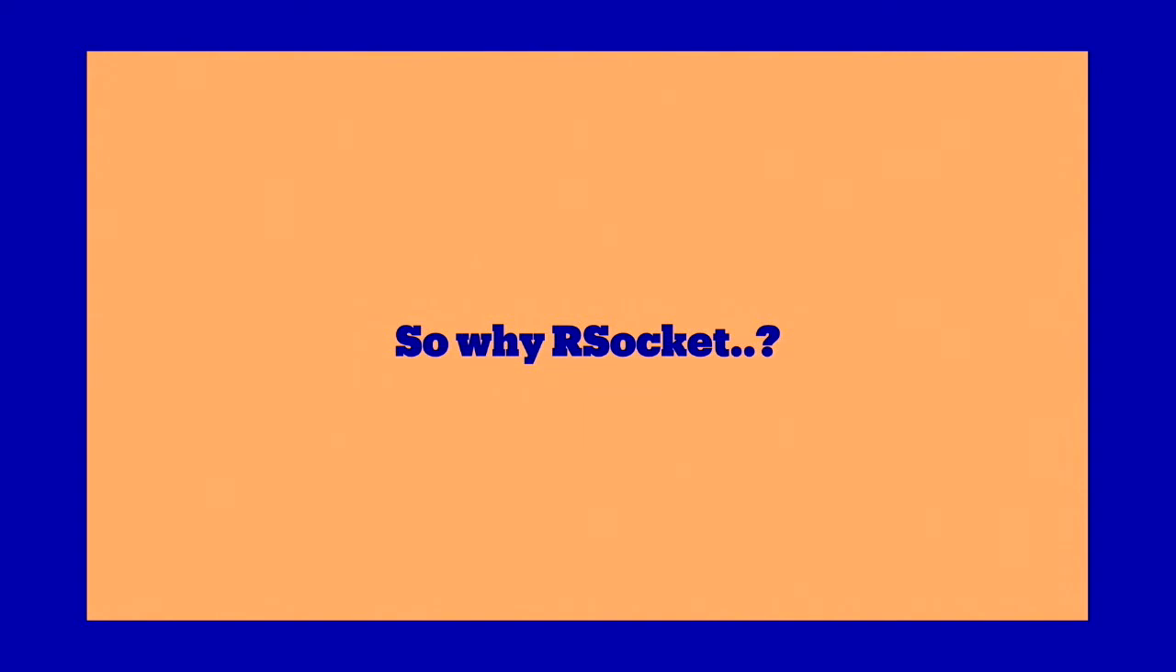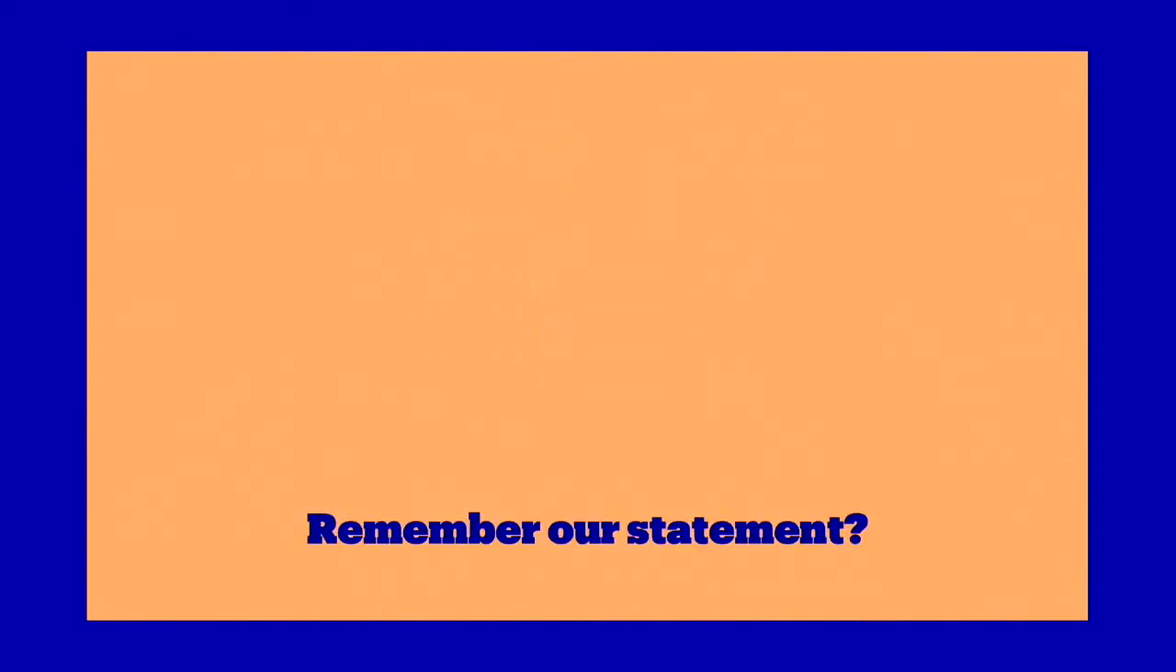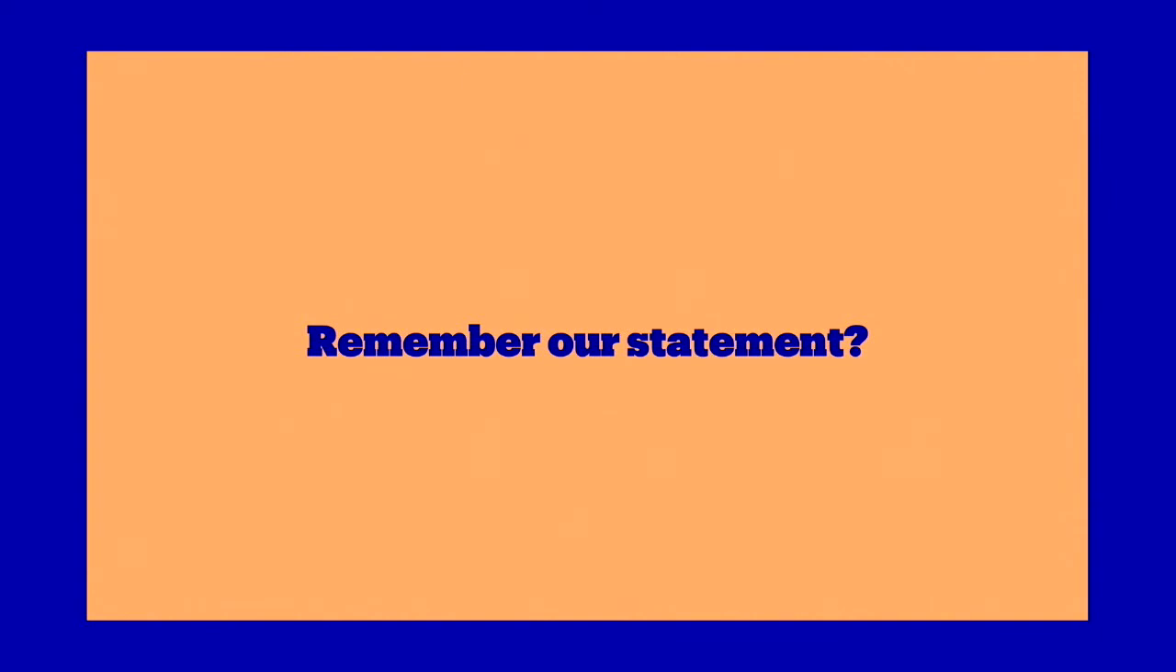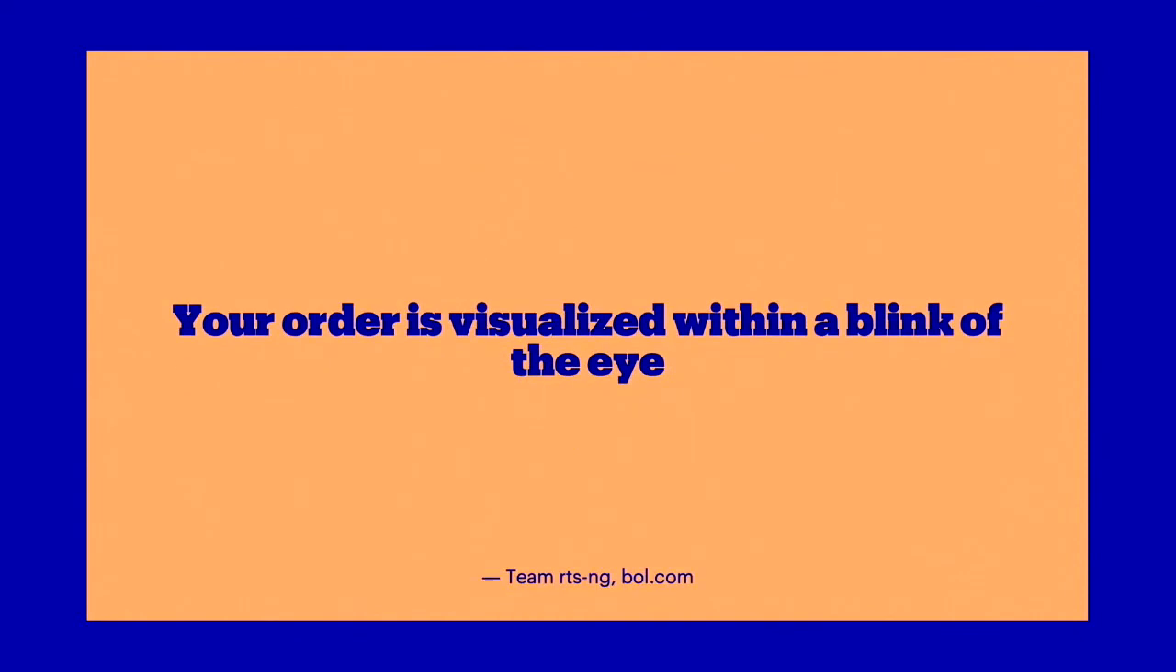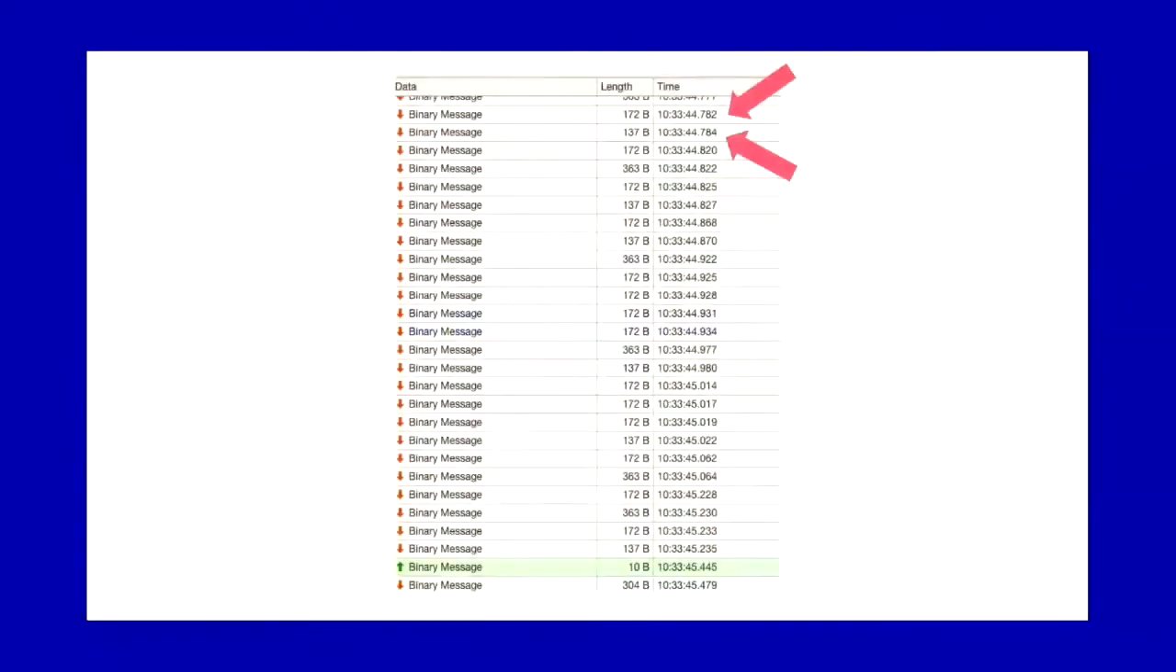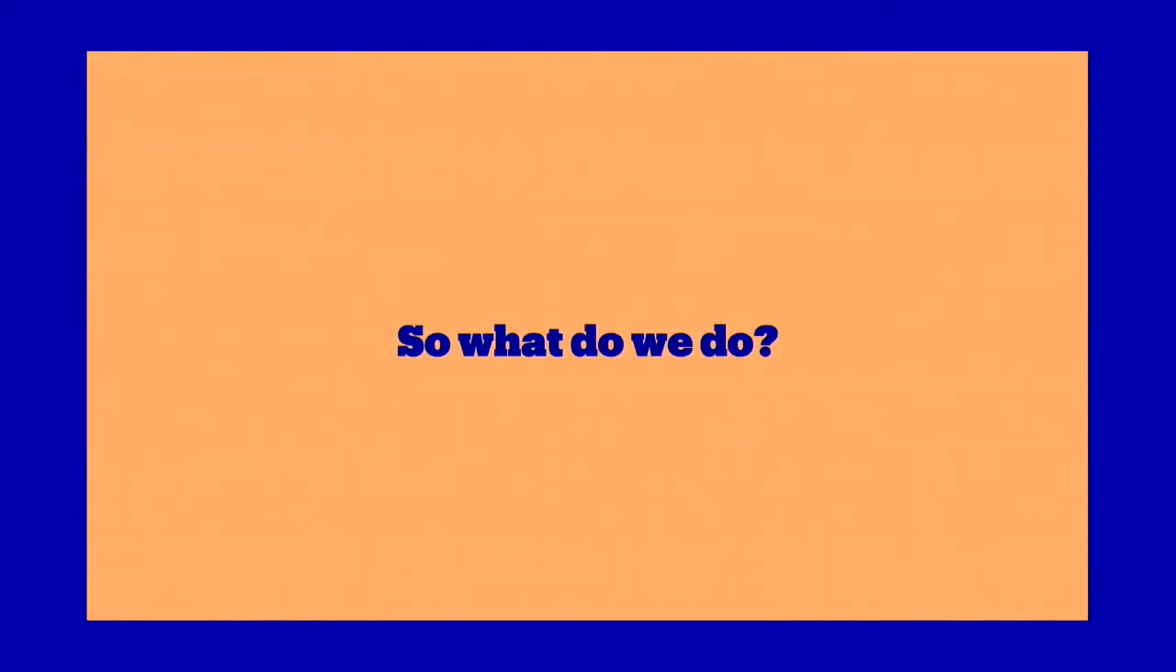So why did we choose RSocket then? Why does it fit us so perfectly? So we have our statement. As said in the beginning, with the introduction we had, your order is visualized within the blink of an eye. And the average speed of a blink of an eye is 100 milliseconds. So looking at the updates coming in, we see 2 milliseconds delay between updates coming in. So this is way quicker than the blink of an eye. So what did we do? How did we achieve this?